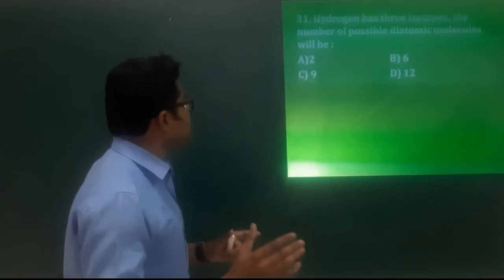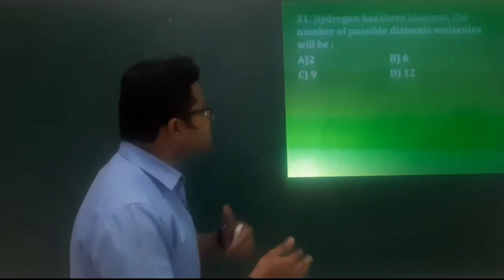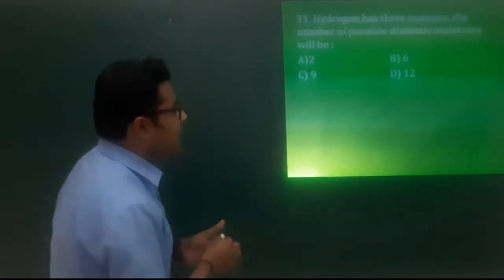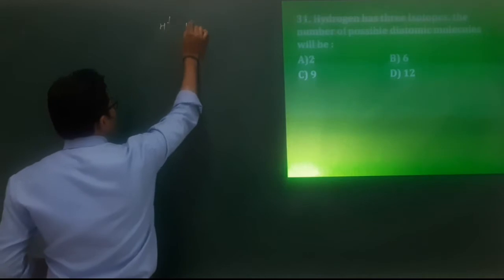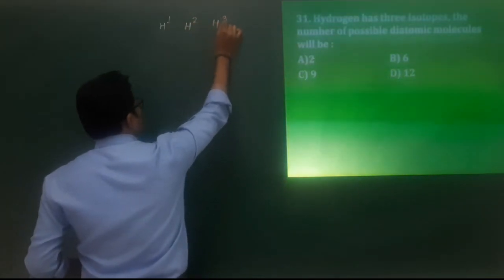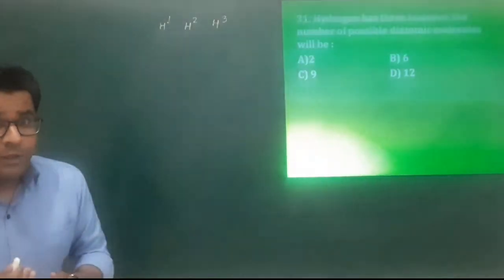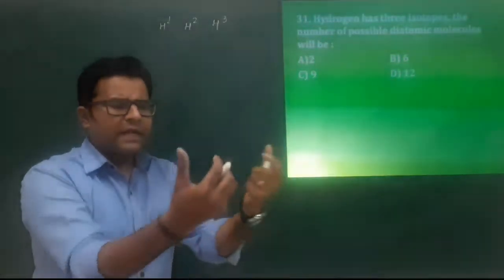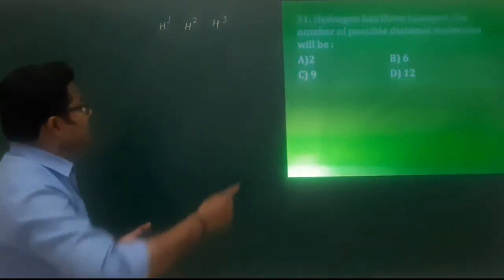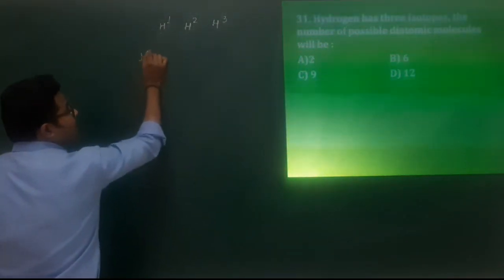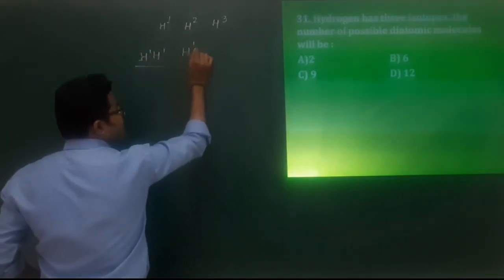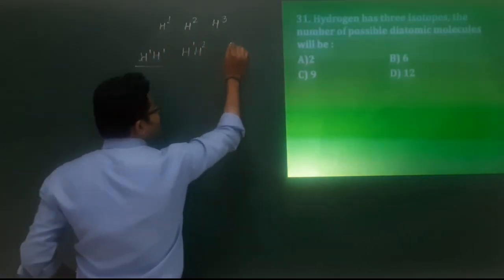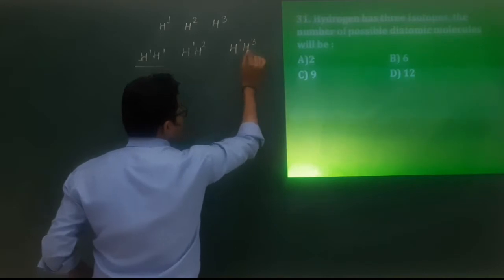Question number 31. Hydrogen has 3 isotopes. The number of possible diatomic molecules will be... it has 3 isotopes, protium, deuterium and tritium. Possible diatomic molecules means you take one isotope and attach it to another to form one molecule. The possible combinations are protium and protium, this is one combination. Protium and deuterium, the second. Protium and tritium, the third.